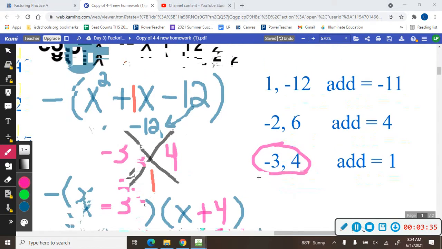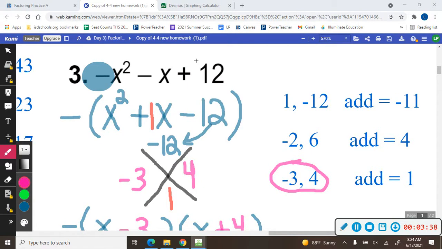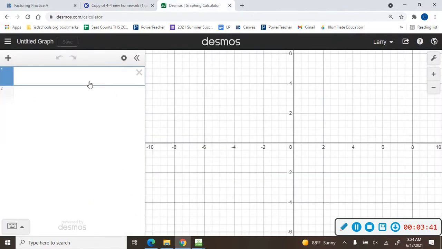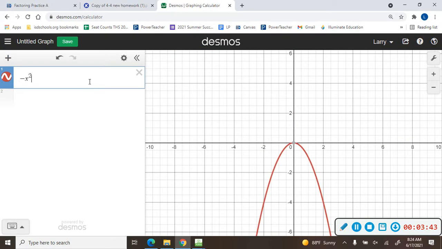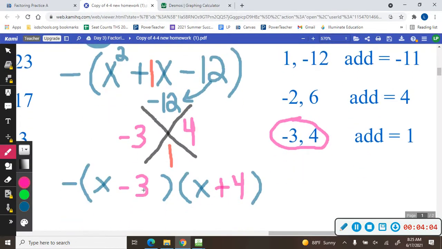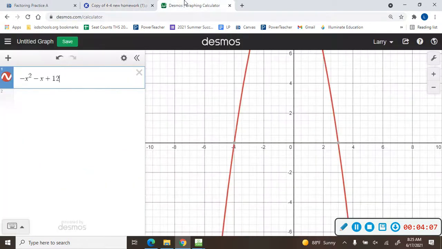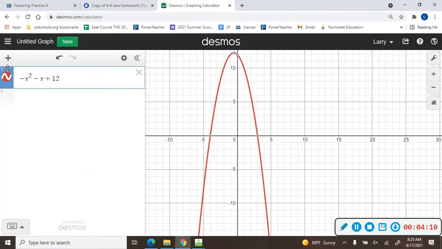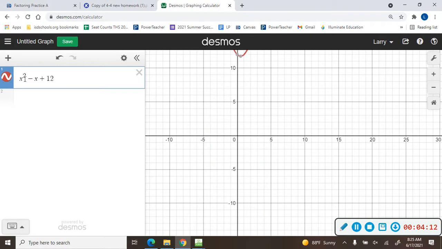One way I could also check my work is I could type this in the Desmos, -x squared minus x plus 12. So it was -x squared minus x plus 12. Notice the x-intercepts are -4, so the factor would be x plus 4. And the solution here is 3, so it would be x minus 3. So I should have x plus 4, x minus 3, which I do. And then the negative is what flips it upside down. So if I were to take away this negative, that's how it goes up.